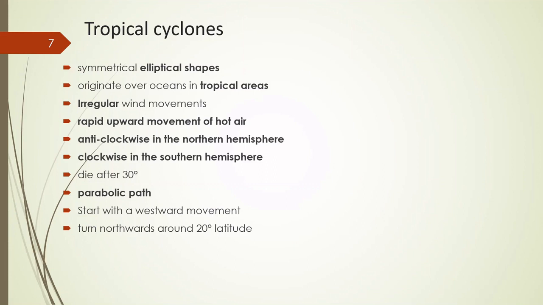And also when we are talking about the wind in the tropical cyclones, it is actually an irregular movement of wind which is experienced during the tropical cyclones, and there is a rapid upward movement of the hot air which is resulting in the closed circulation of air.